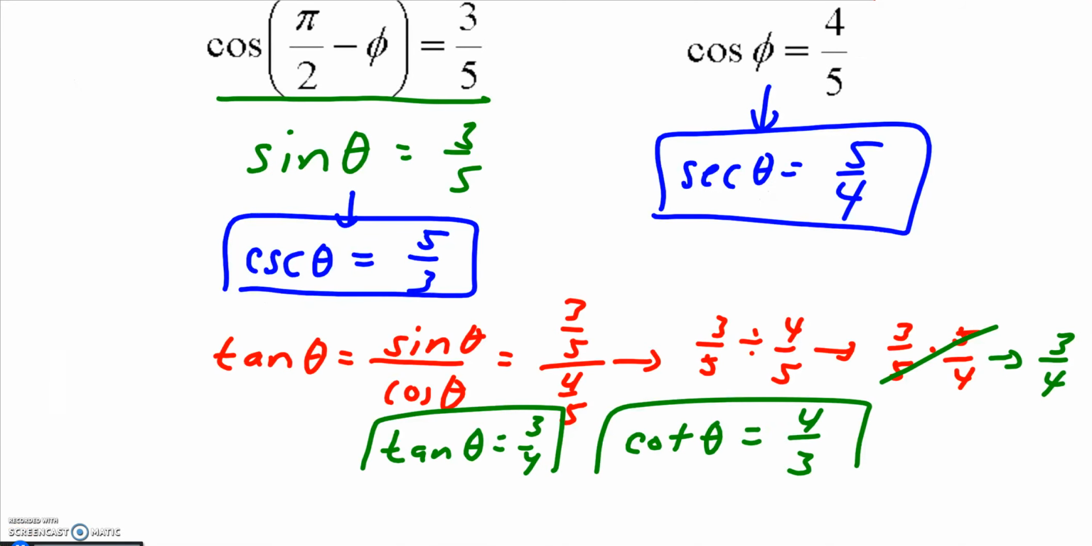Here were my final answers. Tangent of theta equals sine over cosine, which was 3/5 divided by 4/5, which I simplified to be 3/4, and so that means cotangent is 4/3.